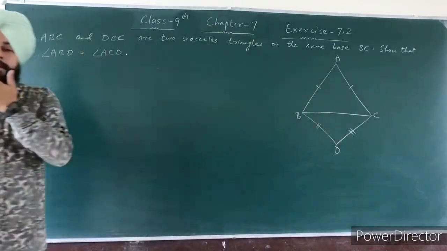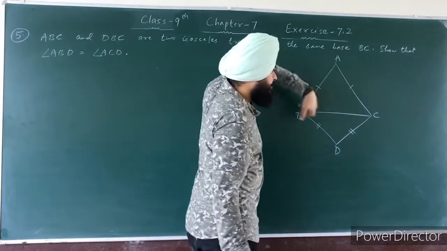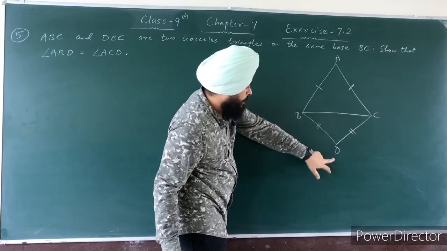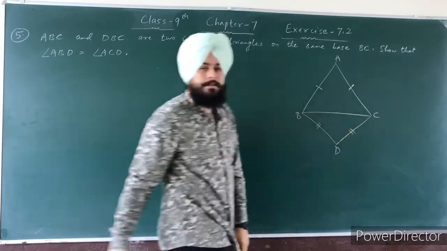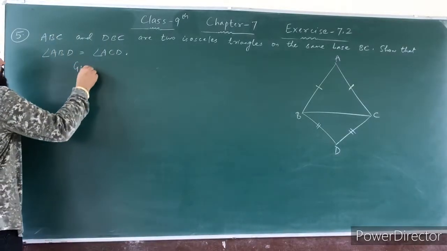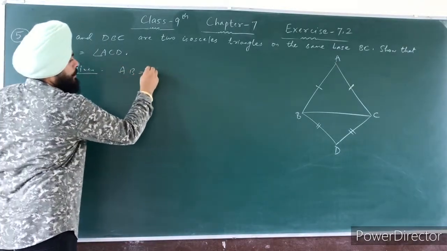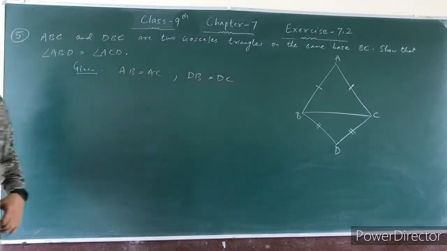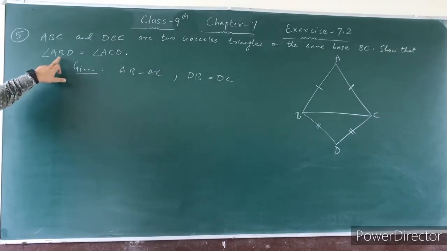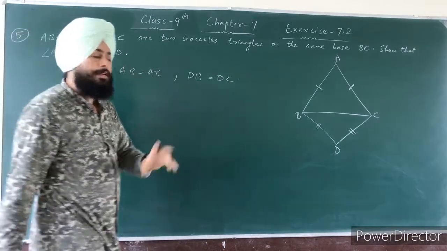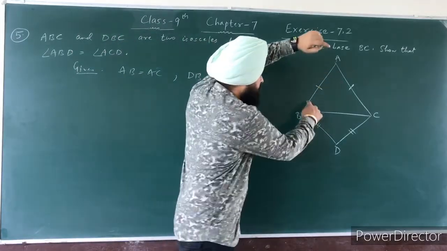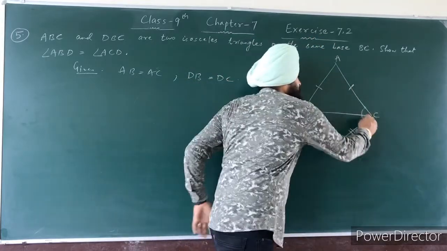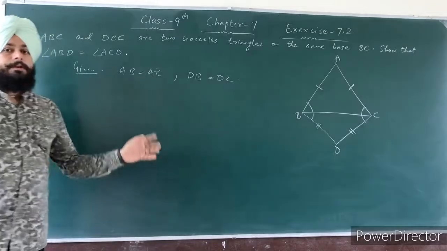And in an isosceles triangle, there are two equal sides. So in the first triangle ABC, side AB is equal to AC, and in this isosceles triangle DBC, side DB is equal to DC. So you can write in the given: AB equal to AC and DB equal to DC. Now you have to show that angle ABD is equal to angle ACD. So we have to show that this complete angle ABD is equal to this complete angle ACD. You have to prove it equal.